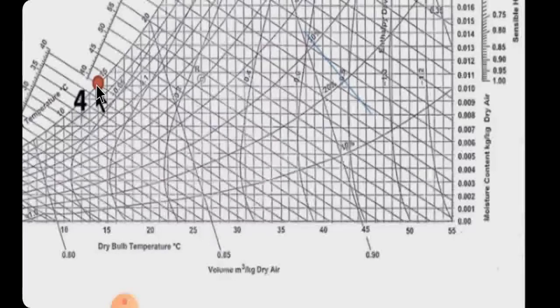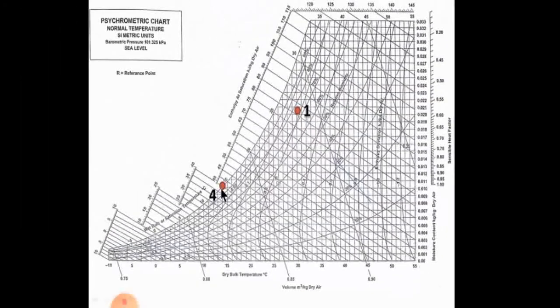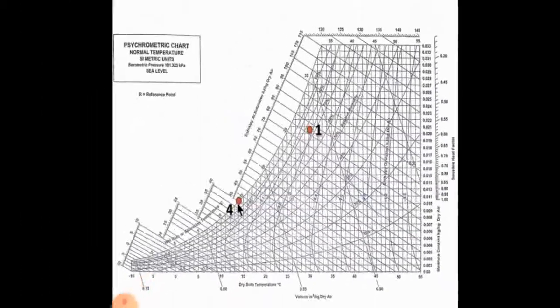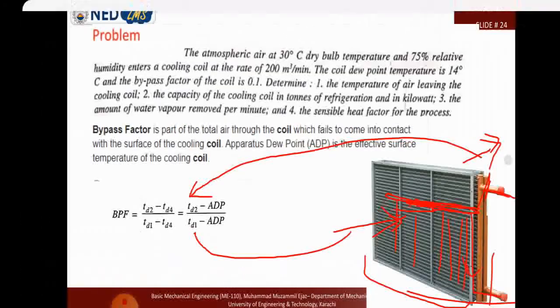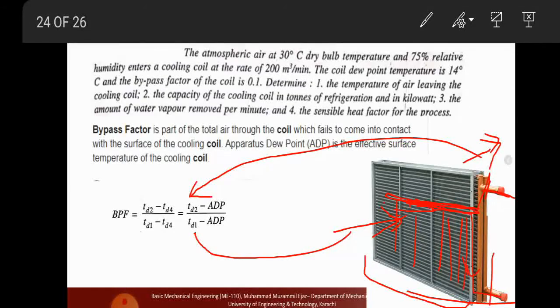But you can see that not all the air can come across the pipes of the cooling coil, so there will be some difference. Some of the air slips through as it is and then combines with the 14 degree centigrade air. So as the first step, we have to calculate the outlet temperature of the air. Let's solve this numerical. We apply the same formula, BPF is equal to TD2 minus ADP. ADP is 14 degrees centigrade.